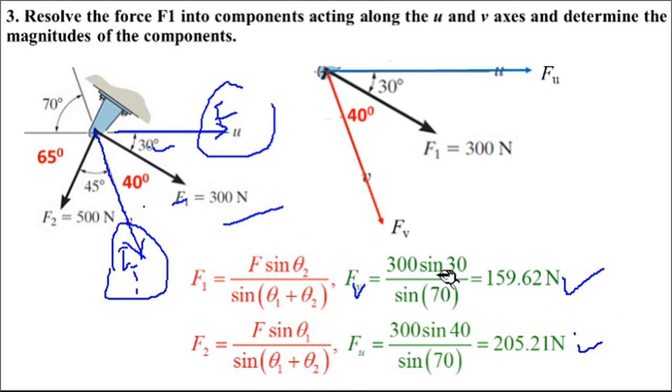So by using 300 sin 30 by sin 30, the denominator will be common for both the cases, but the numerator will change, because when I take sin 30 I will get this force, and when I take sin 40 I will get this force. So this will be the magnitude of these two forces. So this will be Fv, this will be Fu. F1 and F2, it doesn't matter which force is F1 and F2, but you should carefully take the angle.